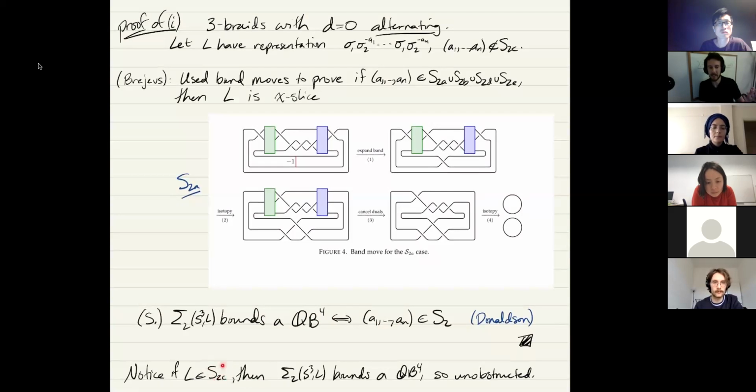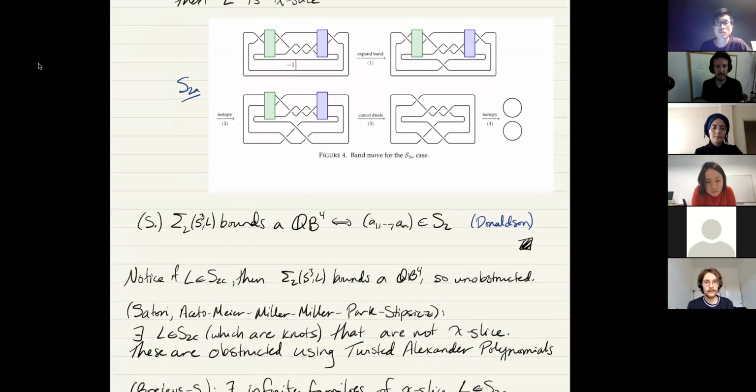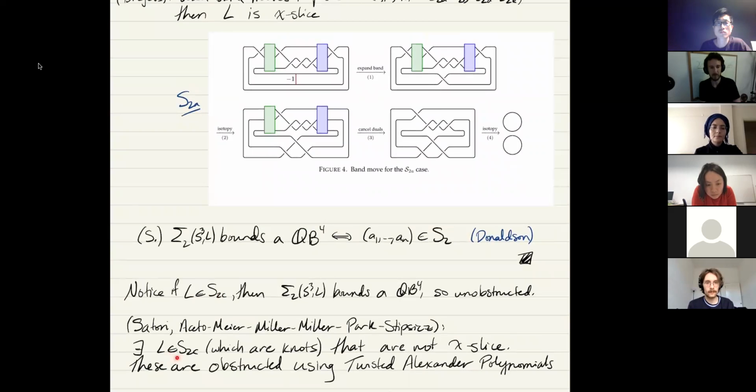And so this is mysterious. You might think, all right, well, it's unobstructed. All the double branch covers bound rational balls. Perhaps they are all chi-slice. Well, that's not the case. It turns out there are examples of links in that family that are not chi-slice. And these are due to Satori and more recently Seto, Meyer, two of the Millers. I think one of them is here, Park and Stipschitz. And they produce, I think, maybe like 4 or 5 knots inside of this family that are not chi-slice. I mean, they're not slice. And they were obstructed using twisted Alexander polynomials in this latter paper.